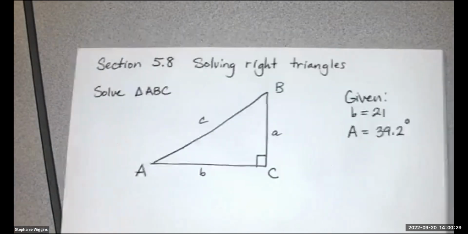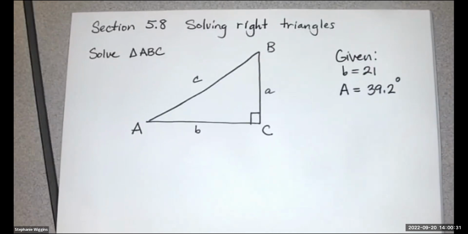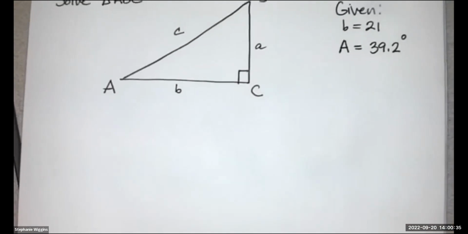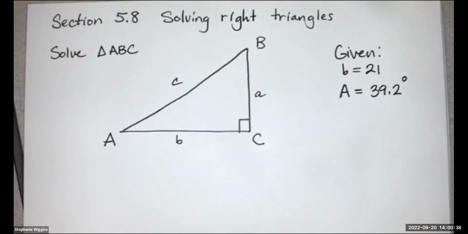Okay, so we're going to cover section 5.8 today. The next three sections are all going to be about solving triangles. There are two types of triangles we're going to be looking at. Today we're going to be focusing on right triangles. If a triangle does not have a right angle, it's called an oblique triangle.